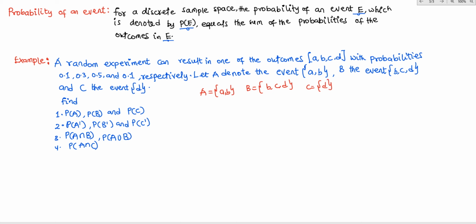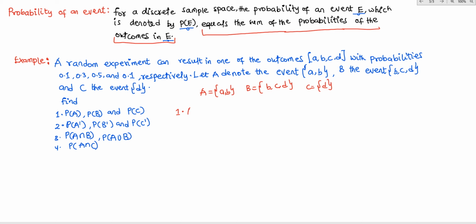Each of these outcomes has been assigned a probability, and we know that the probability of an event is equal to the sum of the probabilities of each of the outcomes in the event. So I'm going to apply this to solve this question. The first question says we should find the probability of A, probability of B, and probability of C. A, B, and C are events, and the probability of an event is the sum of the probabilities of the outcomes in the event. So now let's apply this.